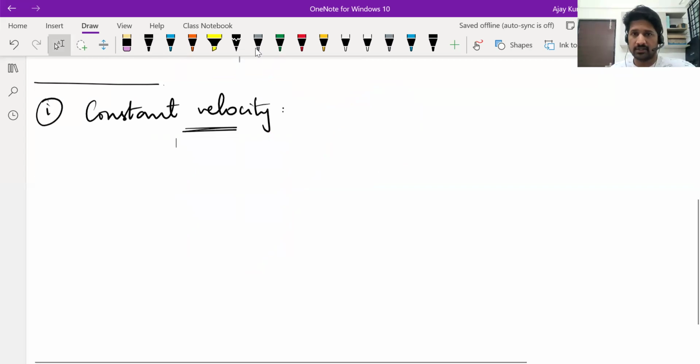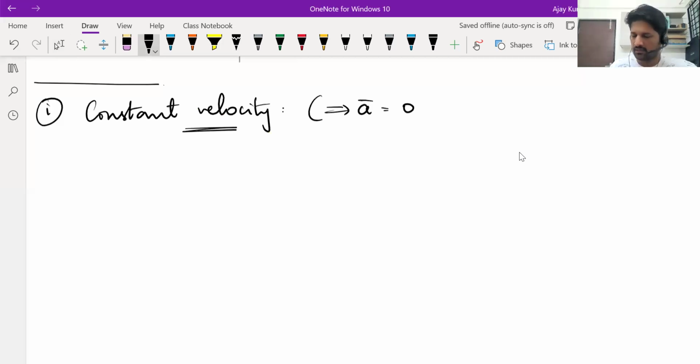If the velocity of an object is constant, what is its acceleration? Zero, sir. Correct. If acceleration is 0, velocity doesn't change. Reverse: if velocity is not changing, acceleration is 0.